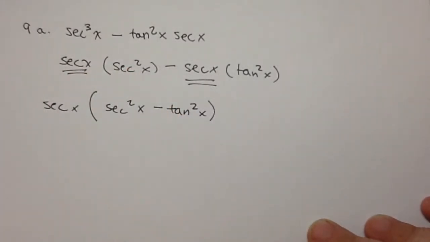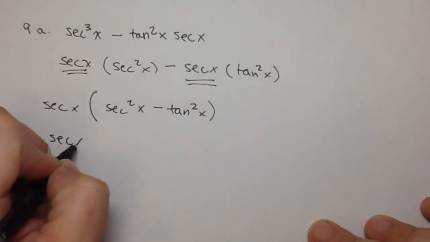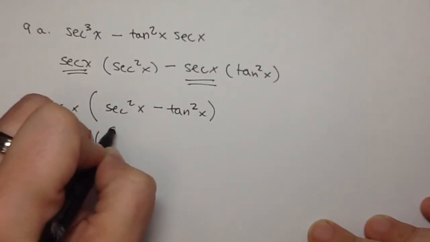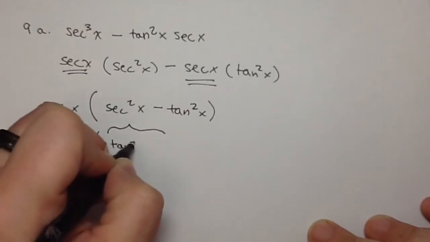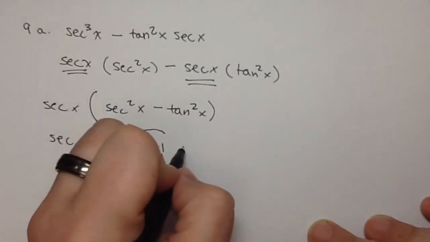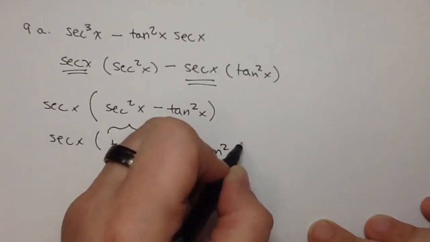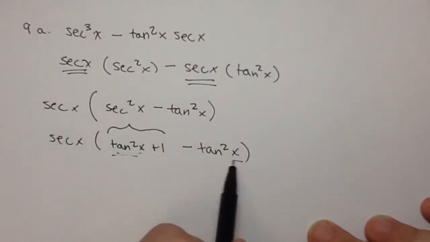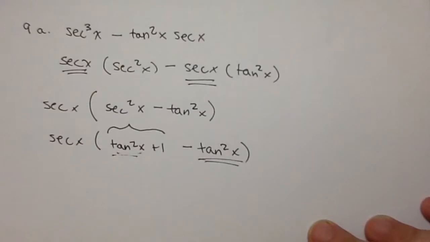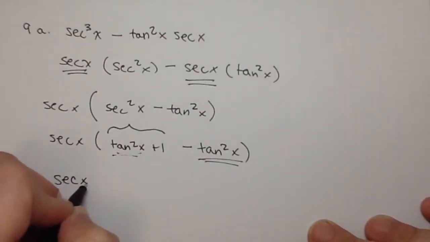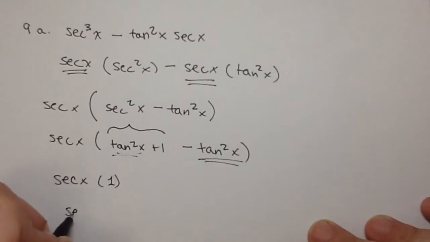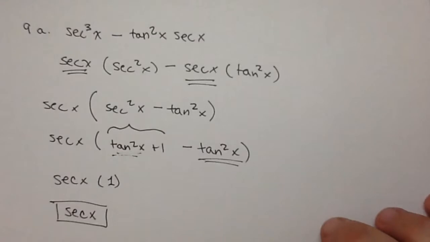So that gives us secant x times secant squared x minus tangent squared x. All right, so we know that secant squared is tangent squared plus 1. So this gives us secant x times, I'm going to expand this out, tangent squared x plus 1 minus tangent squared x. Tangent squared minus tangent squared cancels out. So I'm left with secant x times 1, which is just secant x. This is the answer to 9a.